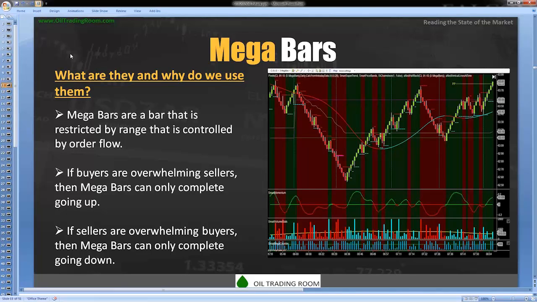The bar is restricted by range and is controlled by order flow. Now, let me talk about that for a minute. I have done a tremendous amount of research on trading with order flow, and what happens is you get all these indicators on your chart that are giving you an indication of what's happening with the order flow, but your brain can't handle it.